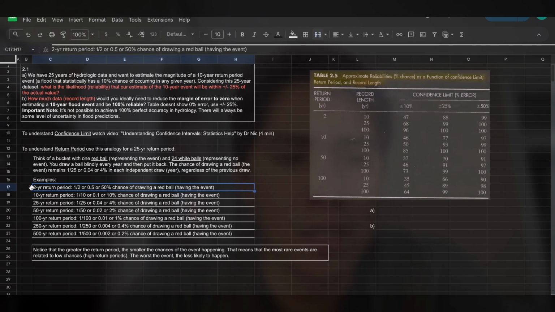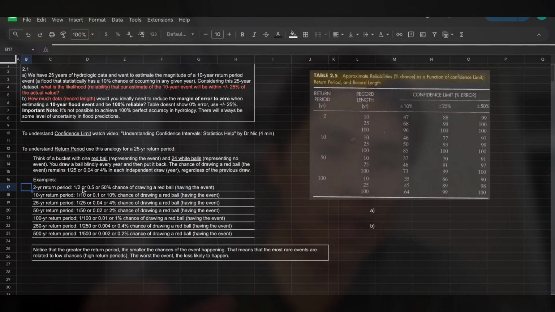A misconception is that if we say this event is a 2-year return period, it happens every 2 years. The reason this is wrong is that if you have a bucket with two balls, one red and one white, and in your first try, representing the first year, you draw a ball, you might get the white ball, which means no event. And if you try again, you put that ball back, right? And if you try again, you might again get the white ball.